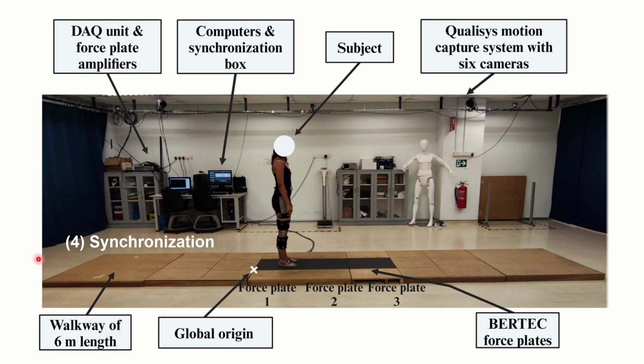Number 4, synchronization. It is an absolute must to synchronize all your equipment so that they start at the exact same point in time. End synchronization is not always necessary depending on your experiment, but start synchronization is an absolute must. So in our experiment, all three force plates, the motion capture system, and the EMG and IMU systems were all start synchronized. And we did this through a synchronization box.